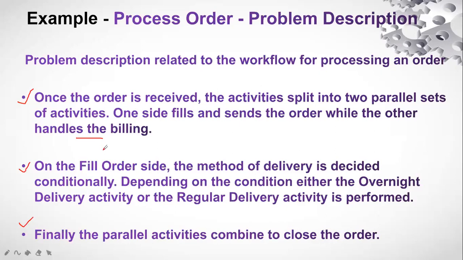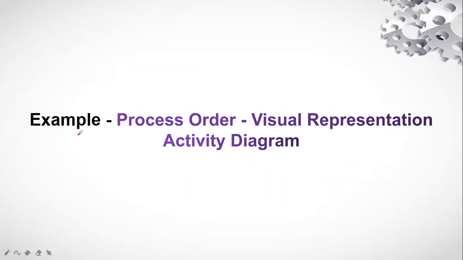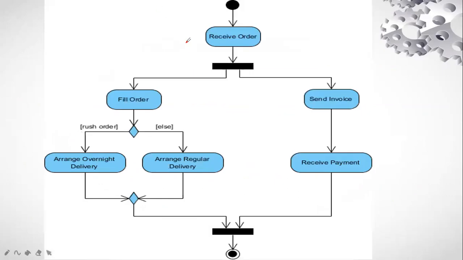So this is the sequence of workflow we write or understand before designing the activity diagram. Once we are done with this, we can move to the visualization form of the activity diagram. As we have said, once the order is received, this will be split into two parallel activities. So we start with the initial node. We all know how to start it: a black circle, then the sequence flow, the control flow. Then we have a rectangular box with rounded edges, which gives the action or activity, that is, the action is receive order.